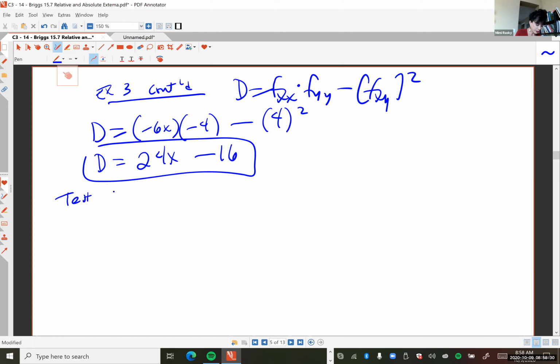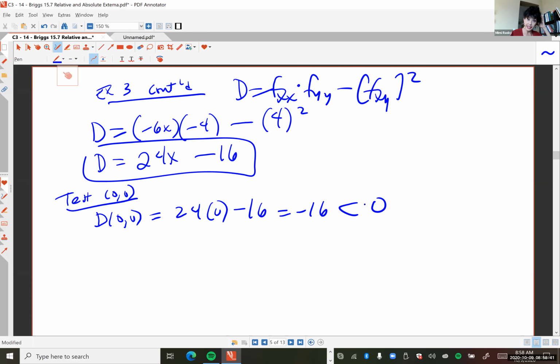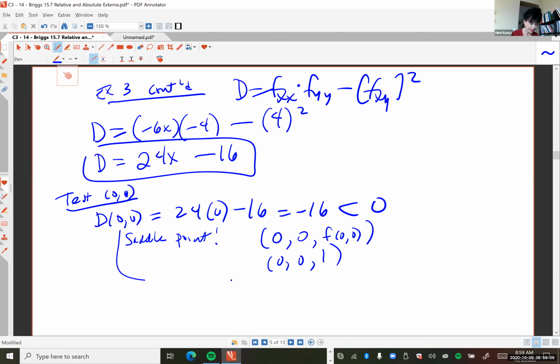So if I test the point 0, 0, and I evaluate D at the critical point 0, 0, I get a negative number. Oh, holy smokes. What does that mean if your D is negative? Go look at the theorem. Saddle point. A lot of times I like to see the ordered triple: the point on the surface is 0, 0, and then the function evaluated at 0, 0. For this function, if you substitute in the point 0, 0, your z coordinate on the surface is 1. So that's one of the answers right there.